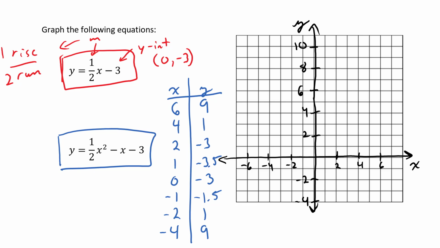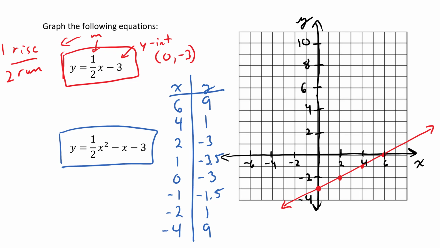Let's graph our linear equation. We do this by finding the y-intercept. Y-intercept is -3. We then use our rise over run. We go up 1 and over 2. Up 1 over 2. Up 1 over 2. Looks like our x-intercept is going to be +6. Connect that with a straight line. And that is how to graph a linear equation.